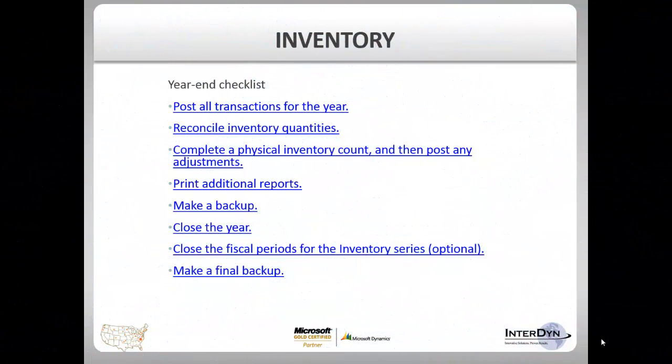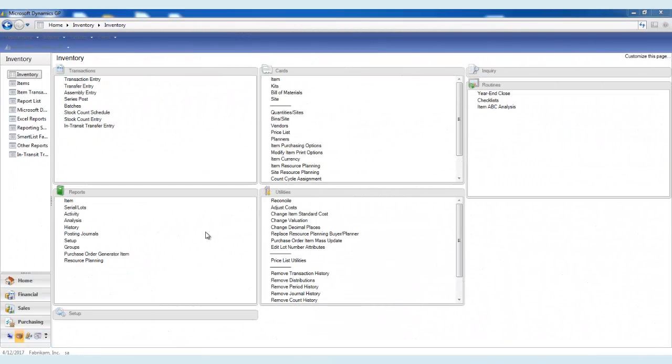First thing that you will want to do will be to post all transactions for the year. Then you will reconcile your inventory quantities, complete a physical inventory count, and then post any adjustments, print additional reports, make a backup, close the year, and as an optional function, you can close your fiscal periods for the inventory series module to prevent any items being posted to closed periods, and then you will want to make a final backup. So let's take a look.